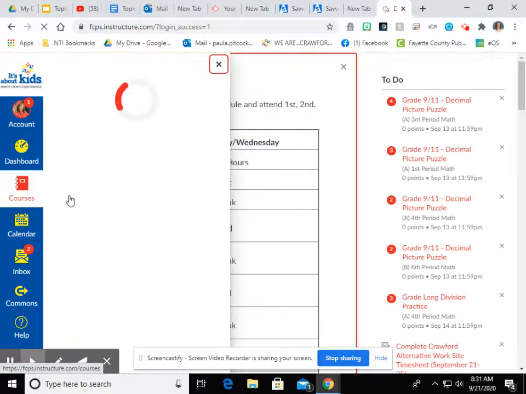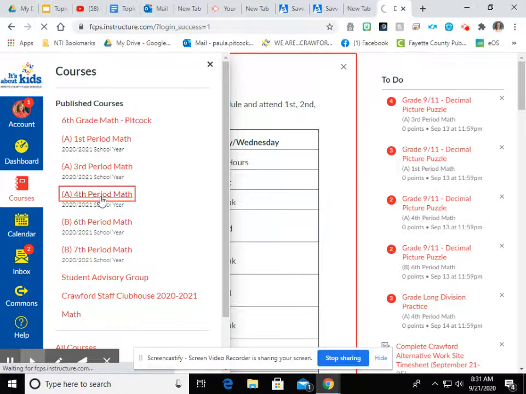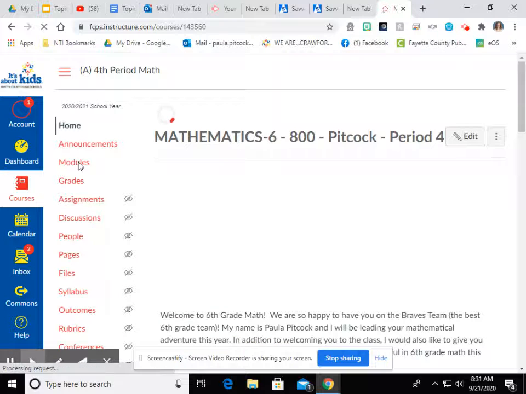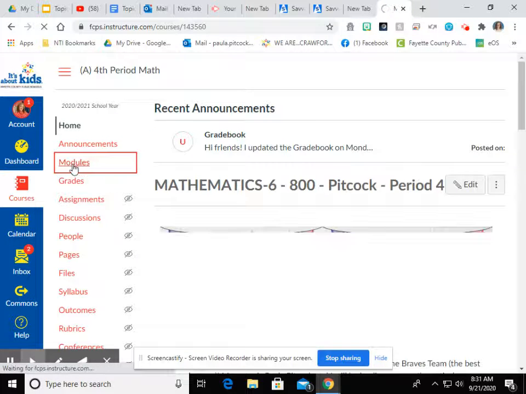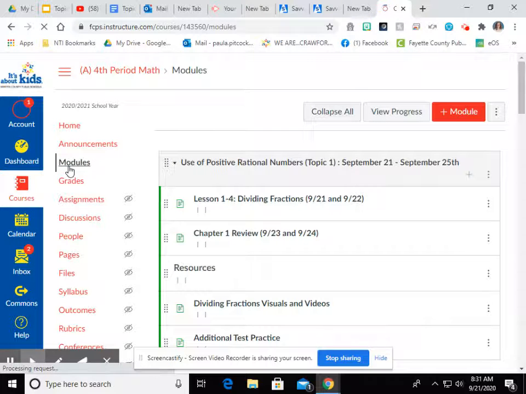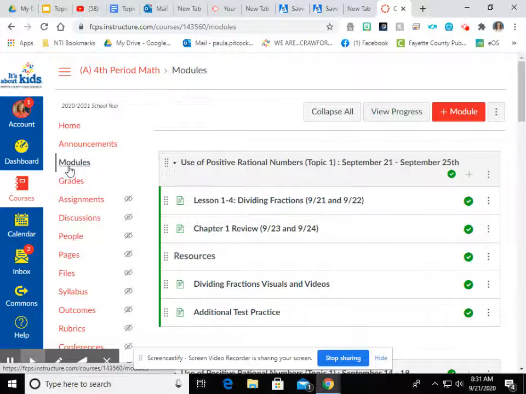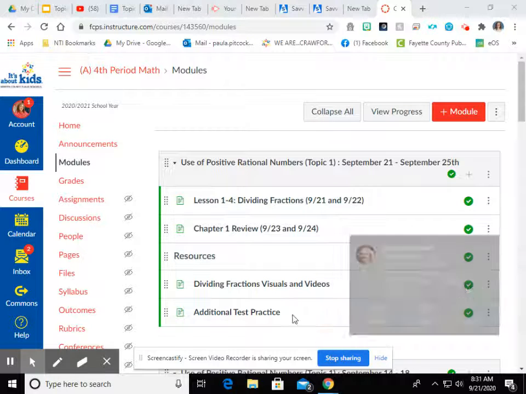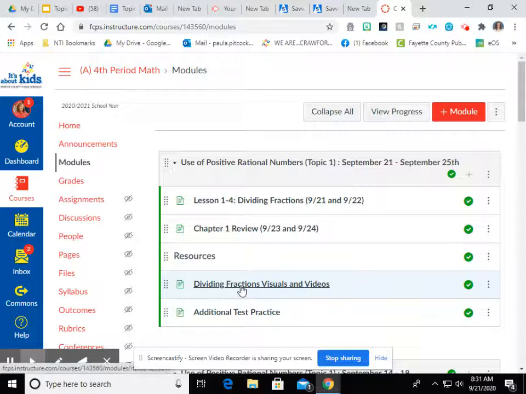Make sure in Canvas you go to your math course, whichever one's your math class. Make sure you're in modules. Everything's in modules. And this is this week. Okay, today's lesson was dividing fractions, but down here you have dividing fractions in visuals. In videos, there's extra help there. And don't forget, we have a test next week, so I've given you extra test practice too.